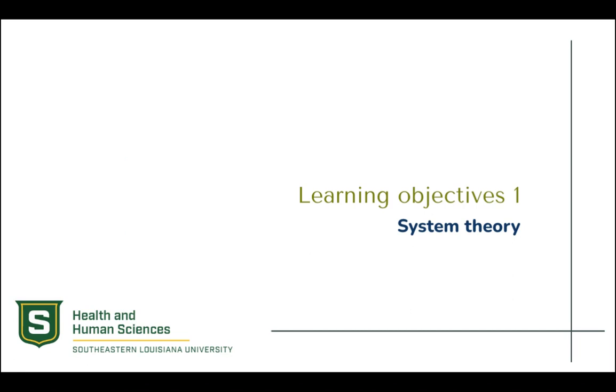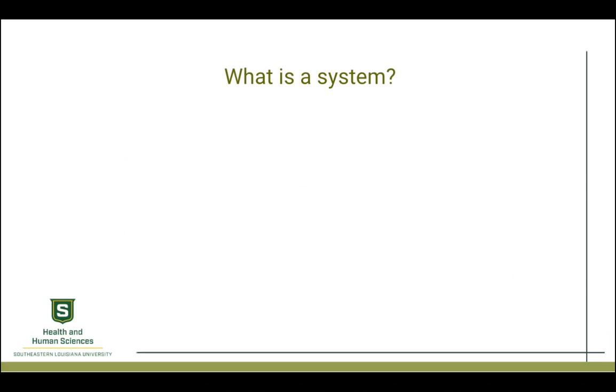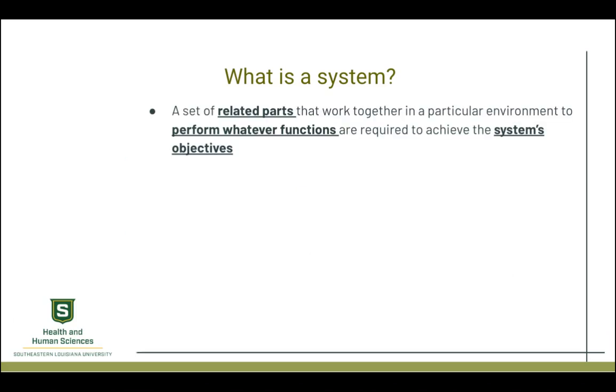So starting with system theory, what is a system? The definition we have is that a system is a set of related parts that work together in a particular environment to perform whatever functions are required to achieve the system's objectives. This is a lot of words, but what do they mean?